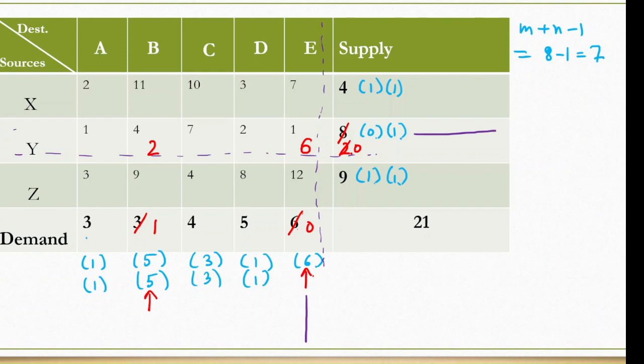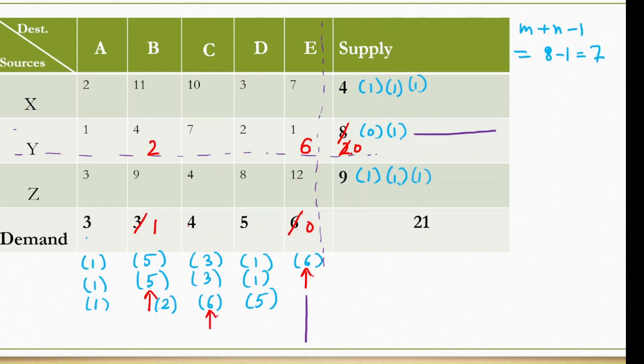Now calculating the penalties again. So this is 1, and this is 11 minus 9. Now this is 10 minus 4 is 6. 8 minus 3 is 5. There is no change in this. This remains as it is. Now the maximum that we have is 6. The maximum penalty. The minimum cost cell is 4.